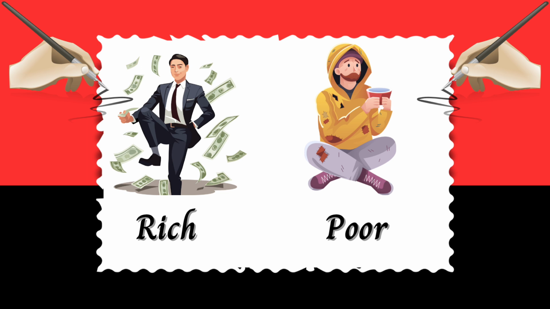2. Rich and poor. Rich means having a lot of wealth or resources. Poor means lacking sufficient money or resources.